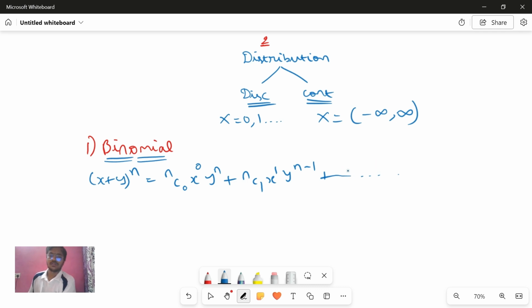Similarly, there is some relation between the binomial theorem and the binomial distribution. That's why the name binomial is given to this also. Whenever an experiment is conducted, you should have just two outcomes. It should be either a success, represented by p, or a failure, which is represented by q.